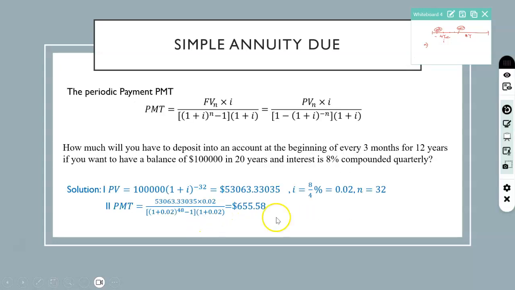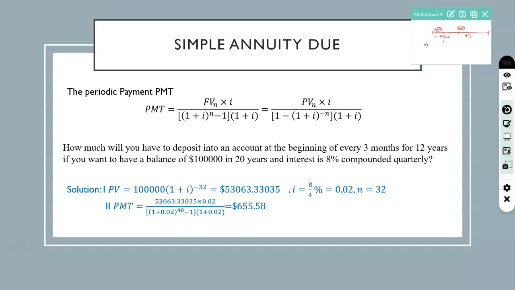So the same way we can calculate the PMT. If you know the future value or if you know the present value, we will use the first or second formula respectively to calculate the PMT, or you can use the financial calculator by just setting it to the beginning mode and entering the data the way you use to calculate for an ordinary simple annuity. The same way you will calculate for a simple annuity due. Only the calculator should be in beginning mode.